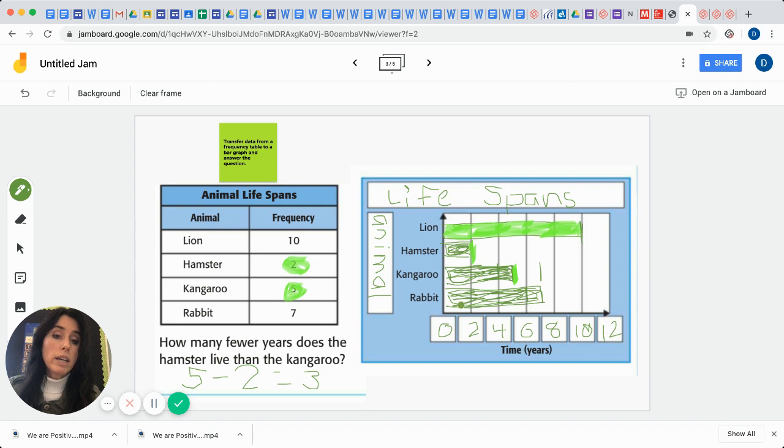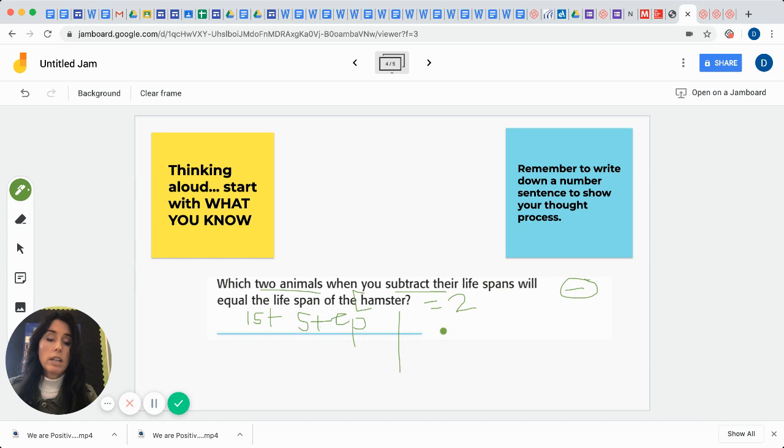So we can now write it down. We're going to say the rabbit and the kangaroo. So 7 take away 5, so I would write 7 take away 5 equals 2. So which two animals?